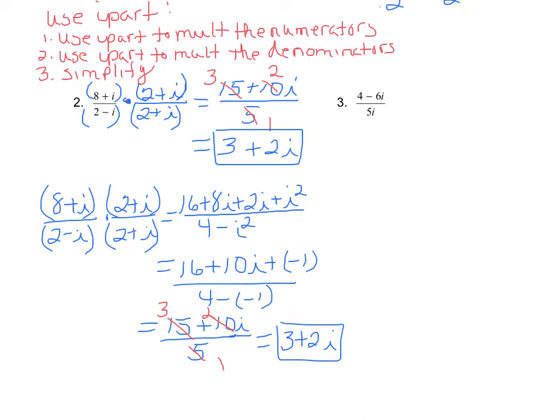With number 3, it's not a binomial in the denominator, but it is an i, so we're going to multiply top and bottom by 5i. We're going to pull out our calculator, and we're going to do I part to the numerator.